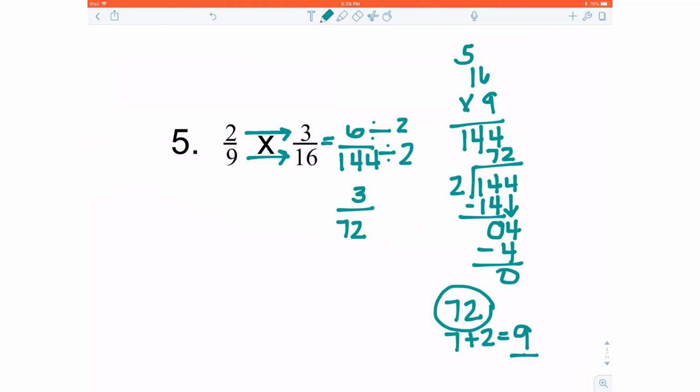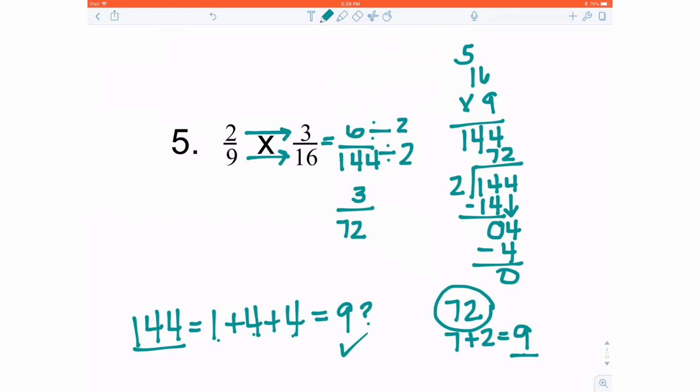So let me give you another example of this. 144 equals 1 plus 4 plus 4. I'm looking at the sum of all the numbers in this digit. 1 plus 4 plus 4 is 9. Can 9 be divided by 3? Yes, it can, which means 144 can be divided by 3. Does that make sense? I hope so.